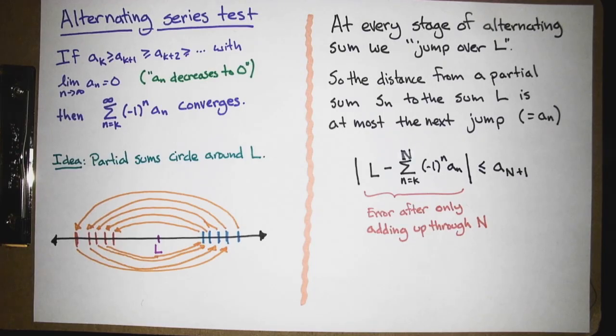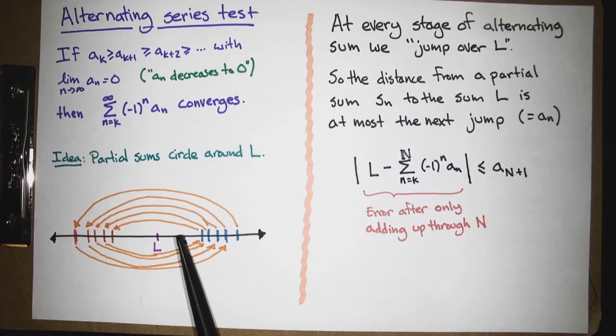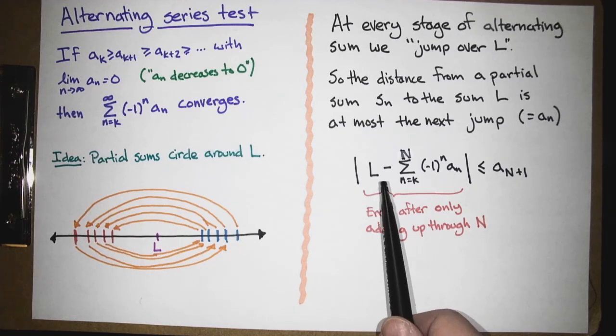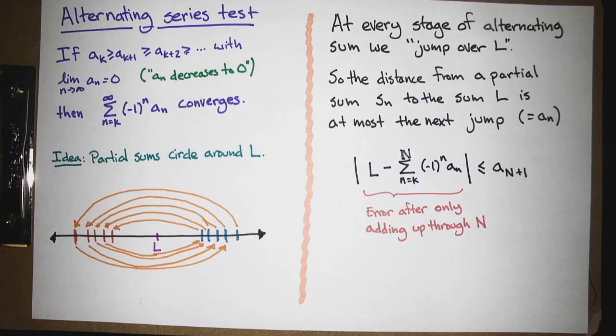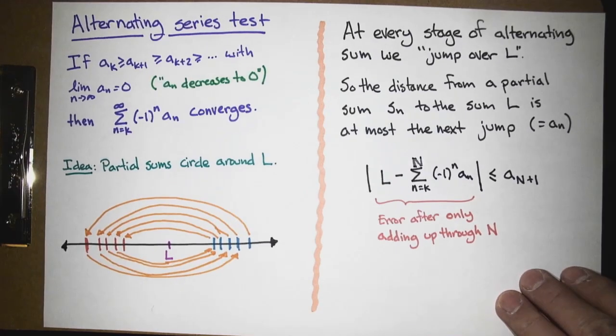And because of this jumping over L, if I stop my sum at some point, then the next step would take me past L to the other side. So the distance between the total sum and stopping at one point is at most the next jump I make. So that's how we get the error bound. All right, that's the idea. It's a nice idea. I like that idea.